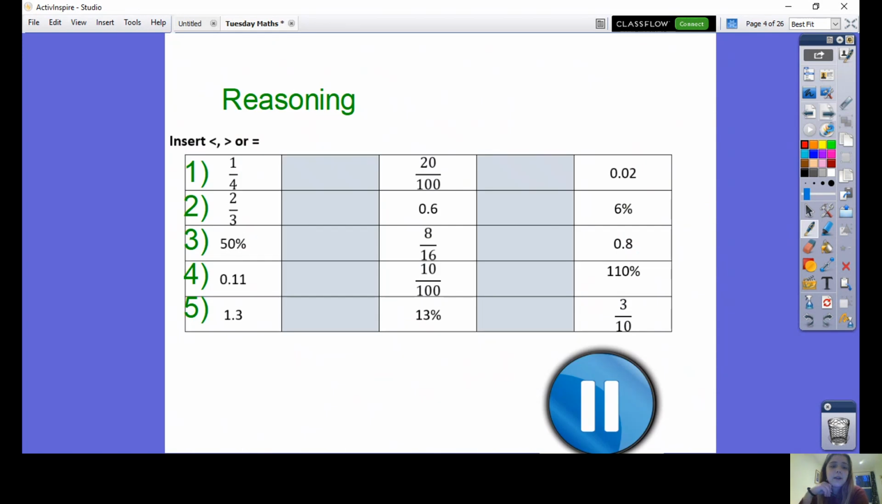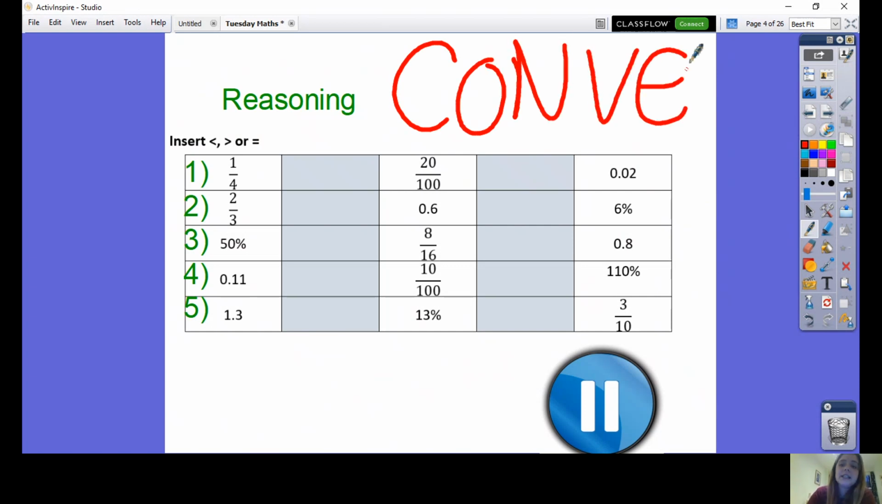Okay, now I'd like you to have a go at your reasoning. I've put slightly fewer reasoning questions here because I want you to make sure you are doing the conversions. It's essential that you convert. And remember, it's always better to convert things into a decimal or a percentage than a fraction, because fractions might have different denominators. I'm going to show you what I would do for the first question, and then you're going to finish it and do the rest of them.